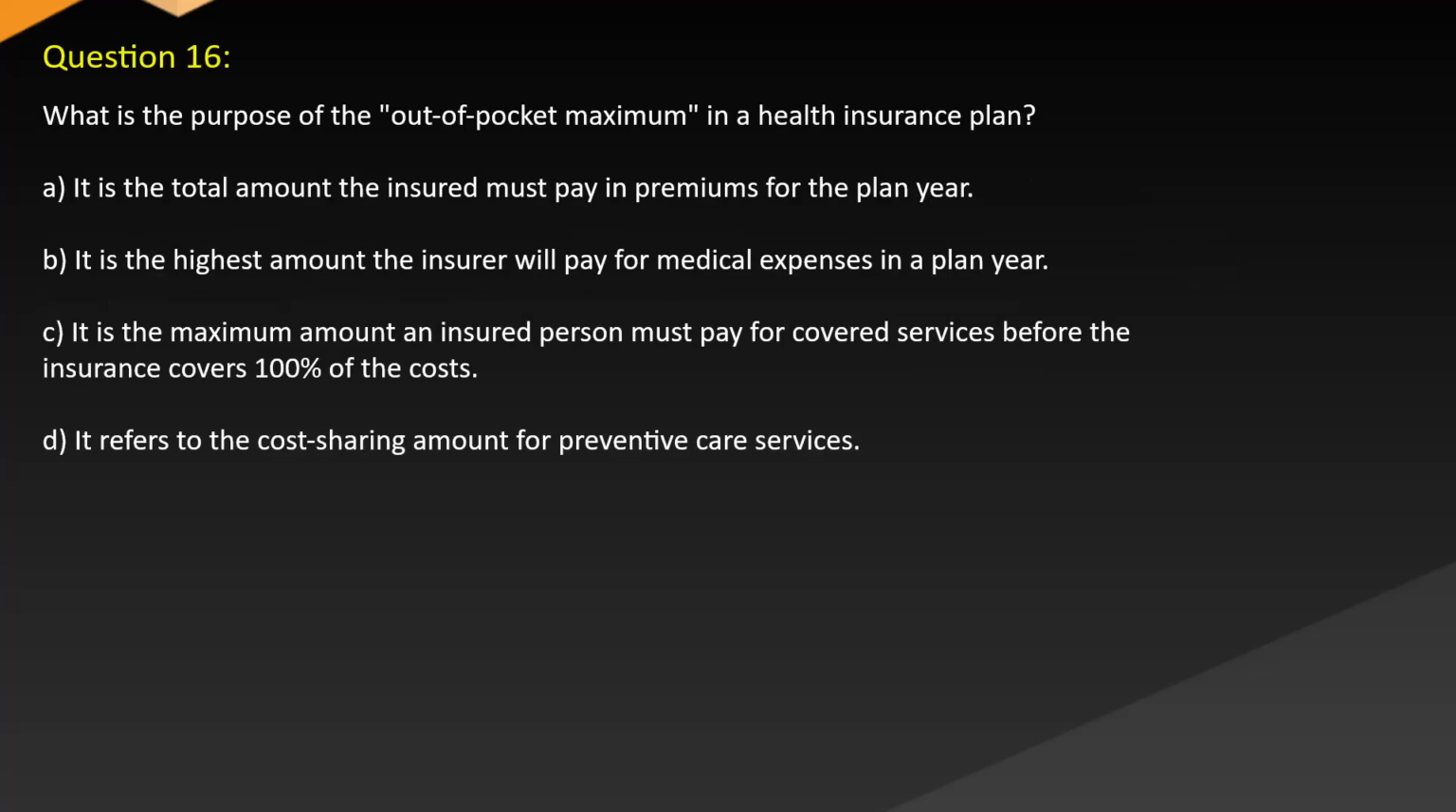Question 16. What is the purpose of the out-of-pocket maximum in a health insurance plan? A. It is the total amount the insured must pay in premiums for the plan year. B. It is the highest amount the insurer will pay for medical expenses in a plan year. C. It is the maximum amount an insured person must pay for covered services before the insurance covers 100% of the costs. D. It refers to the cost-sharing amount for preventive care services.